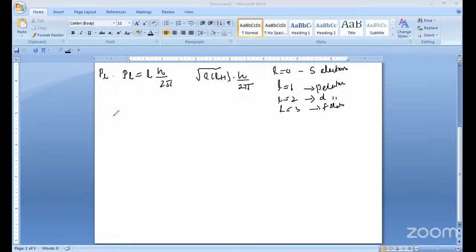After the orbital quantum number, we have the spin quantum number also. Generally the spin quantum number is represented by s.